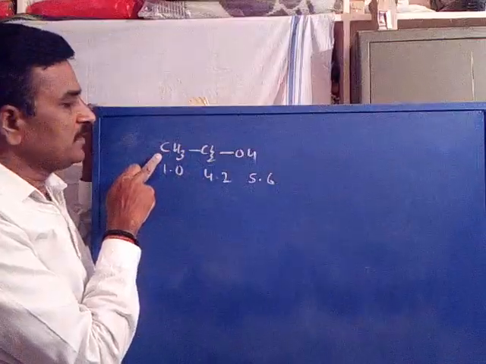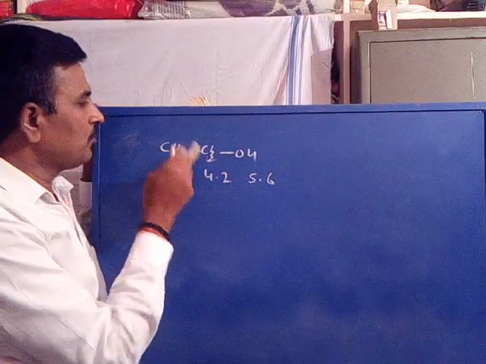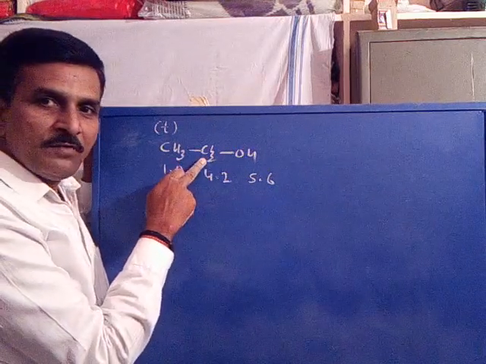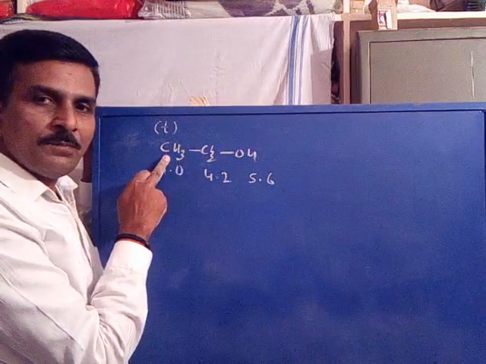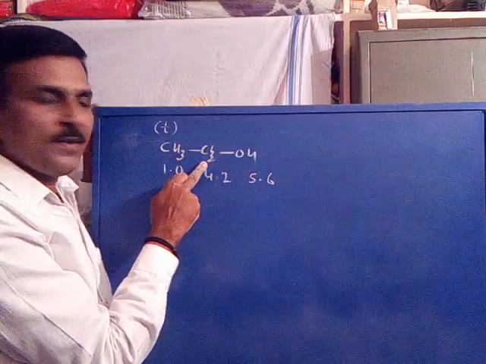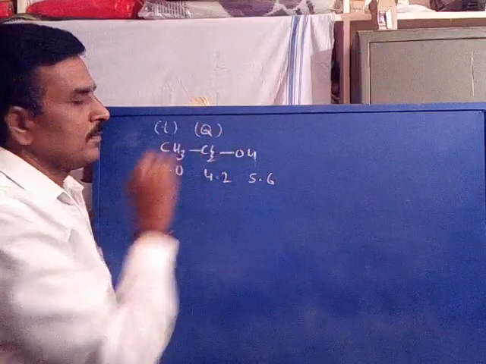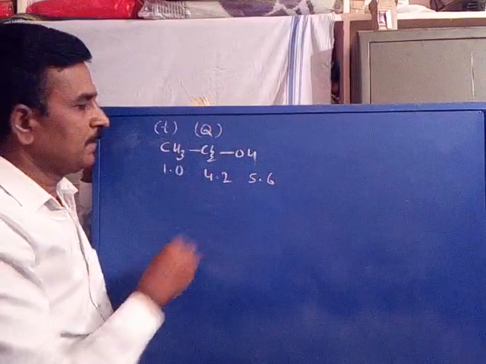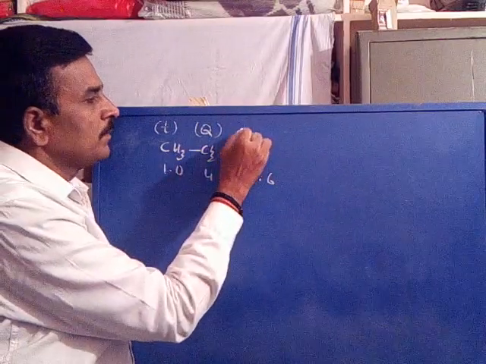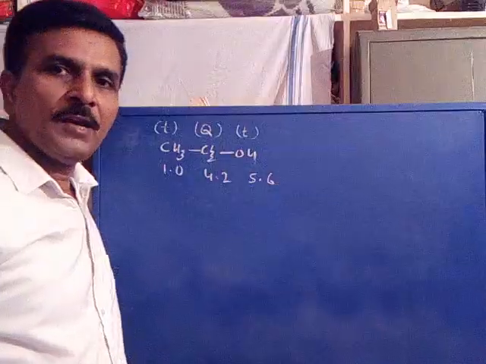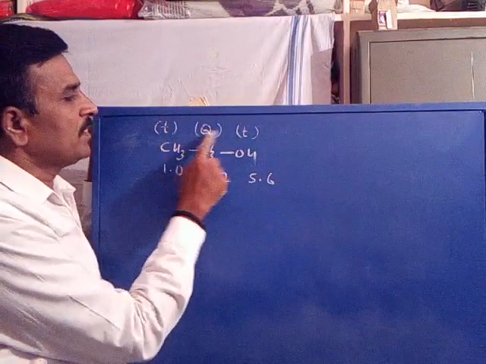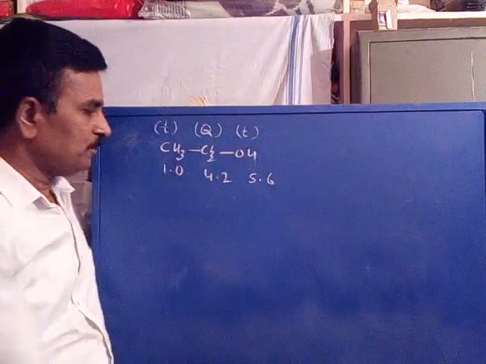Now CH3 is coupled with CH2, 1 + 2, so it appears as a triplet. CH2 is coupled with both the CH3 protons as well as the OH proton, 3 + 1 = 4, so it appears as a quintet, 1 + 4. OH is coupled only with the CH2 protons, 1 + 2, so it becomes a triplet. So this is the absorption frequency, and these are the multiplicities.